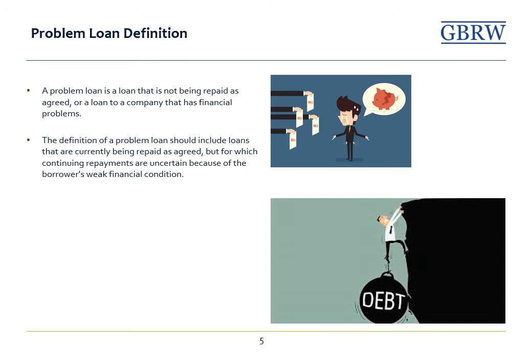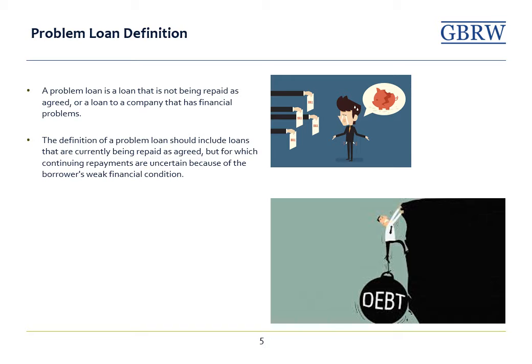The definition of problem loans is essential because it drives our actions. Also, the descriptions should facilitate and require early recognition. Therefore, we encourage lenders to consider defining problem loans as loans that are not being repaid as agreed, loans to companies with financial problems, and loans for which repayment risk has been identified. Please notice, this definition includes loans currently being repaid as agreed, but continued repayment is uncertain.